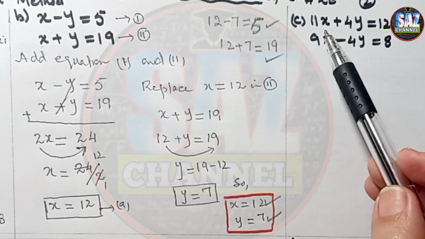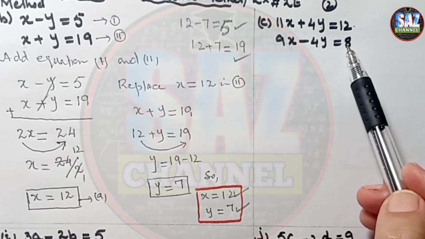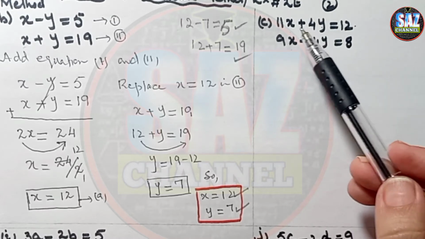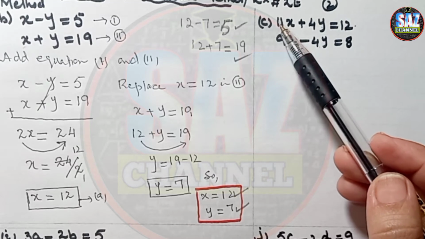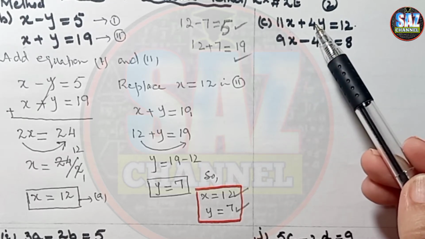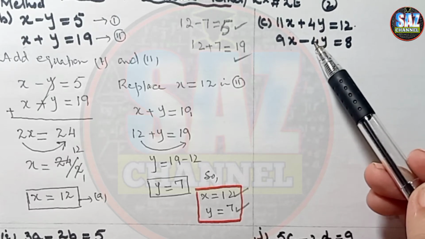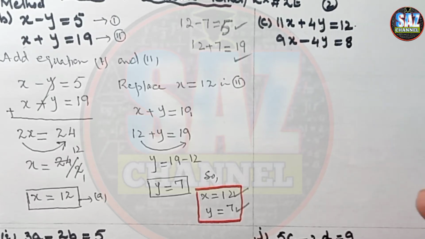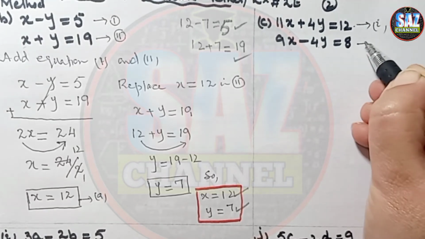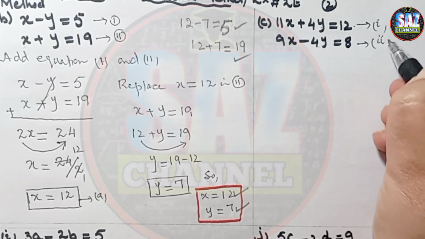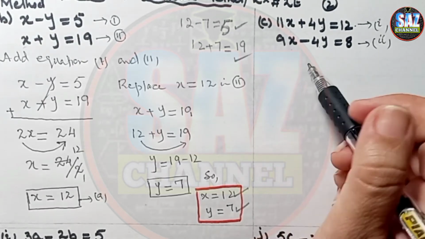And the next question is 11x plus 4y equals 12 and 9x minus 4y equals 8. Again, if we observe the coefficients of x in both the equations, one is 11, one is 9, but if we observe the coefficients of y, one is 4 and one is -4: same coefficient, opposite signs. So what is the rule? That we are going to add up both the equations. So it's really important to keep the rules in mind, then the learning will become easier for you.